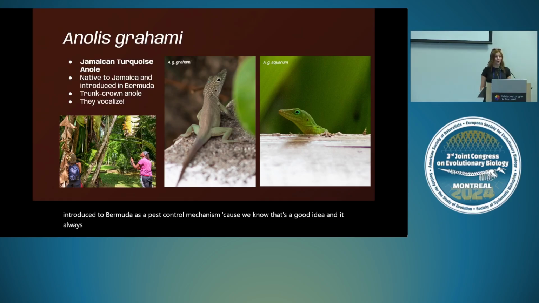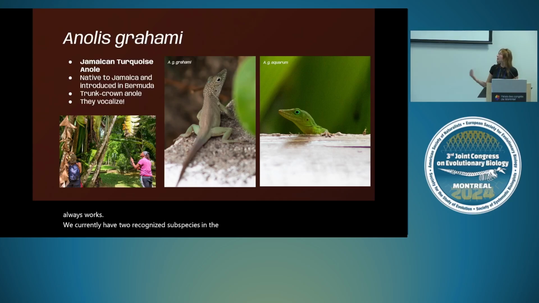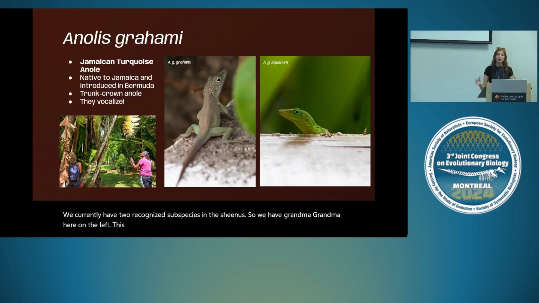We currently have two recognized subspecies in this genus. So we have grahami here on the left. This is found throughout most of the island. And then this smaller form, grahami aquarum, on the right, which is the eastern form. So it's restricted to areas east of the Blue Mountains.